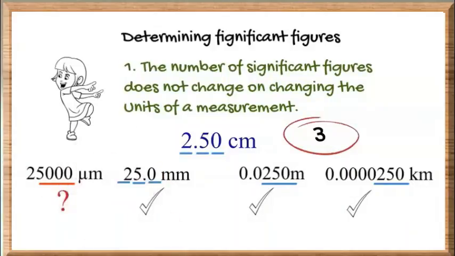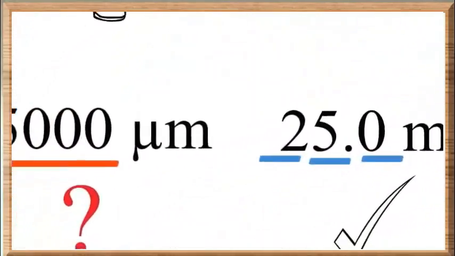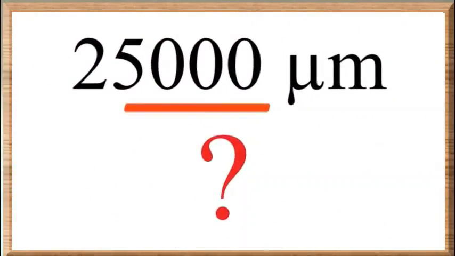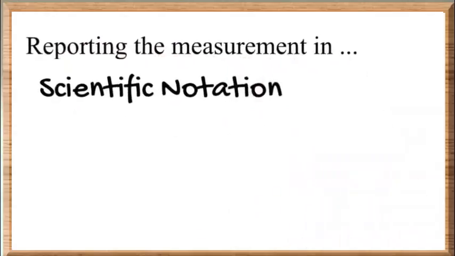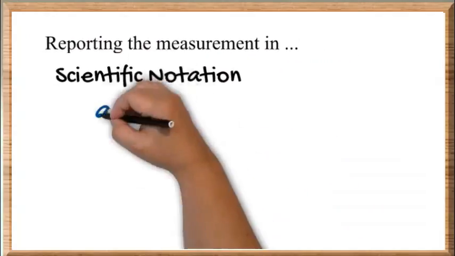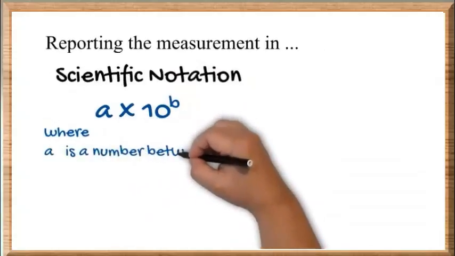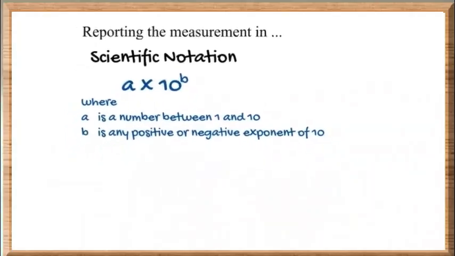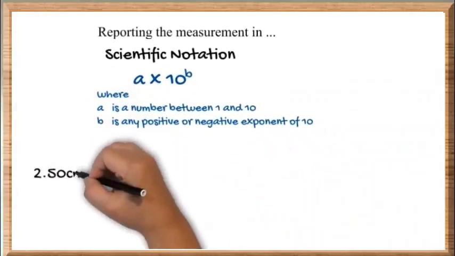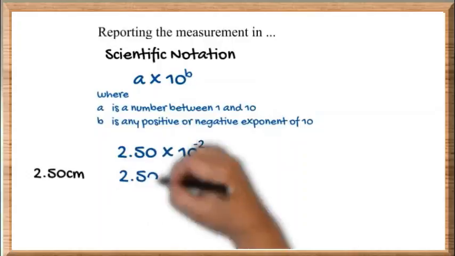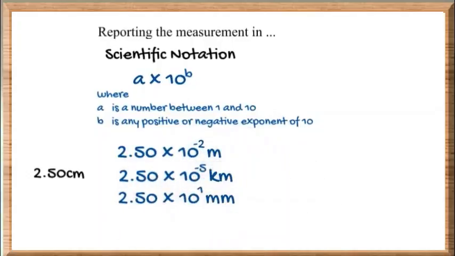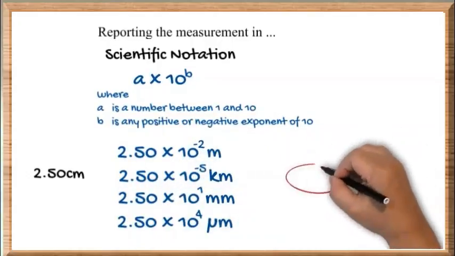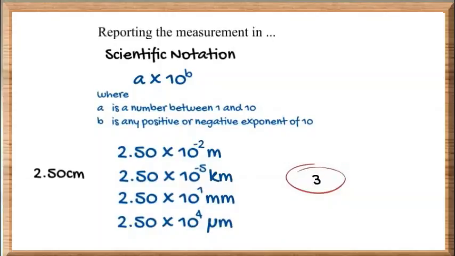it could be 2 or 5. So how to solve this problem? We can solve this problem by using the scientific notation of the measurement, which is to express a measurement in the form of a times 10 raised to the power b, where a is a number between 1 and 10 and b is any positive or negative exponent of 10. If I take the same example, 2.50 centimeter, you can see that if I use the scientific notation, there is no confusion in determining the significant figures. In all the cases, the significant figures are 3 only.